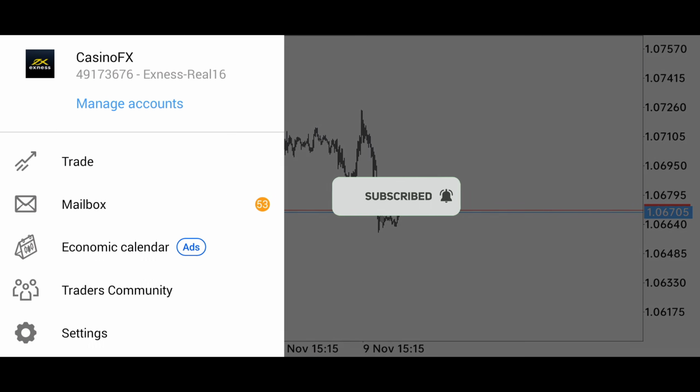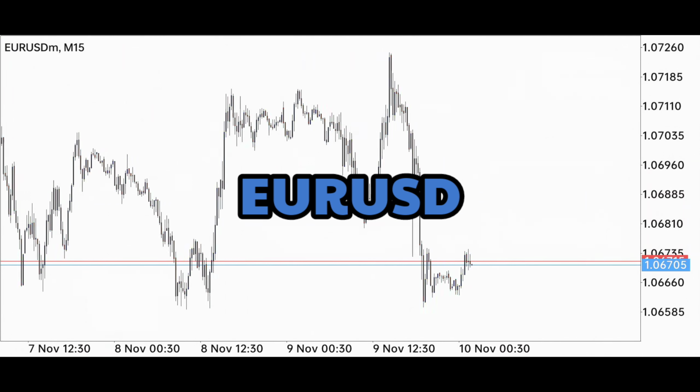Today we will trade in consolidation range in Euro versus US dollar, generate very good profit in it.